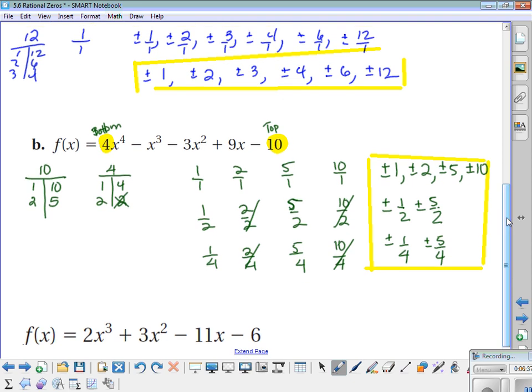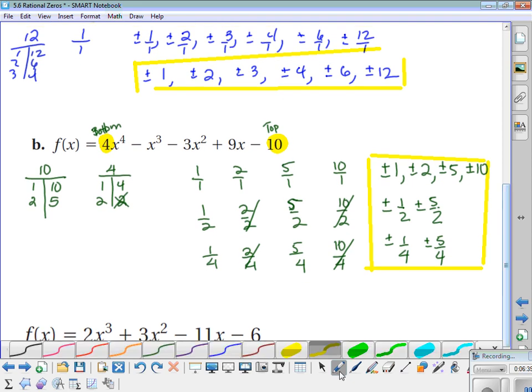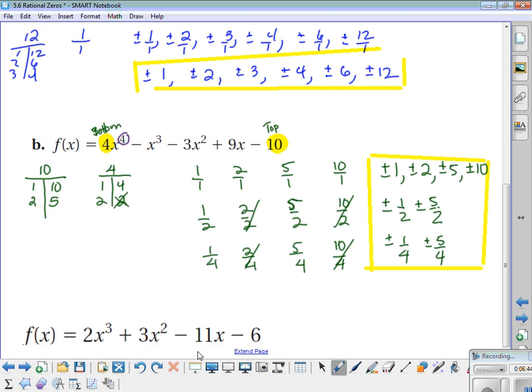These are just possible zeros, right? Like in the case of this one, it's to the 4th power. So the most zeros I could have is 4, because the degree is going to equal the maximum number of roots. So only 4 of those are going to work. I don't know which 4 yet, and we're going to do that on the next page to start figuring out which ones work.